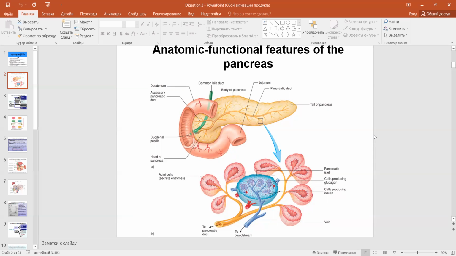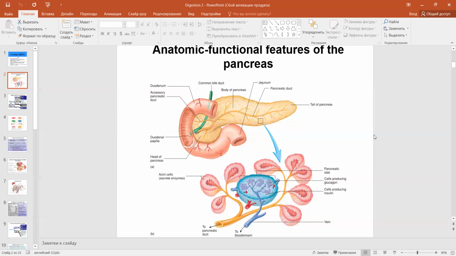The endocrine part of the pancreas consists of pancreatic islets, which are also called islets of Langerhans. The islet cells produce the hormones insulin and glucagon, which enter the blood and which we were talking about in our previous semester. These hormones are very important in controlling blood levels of nutrients such as glucose and amino acids.